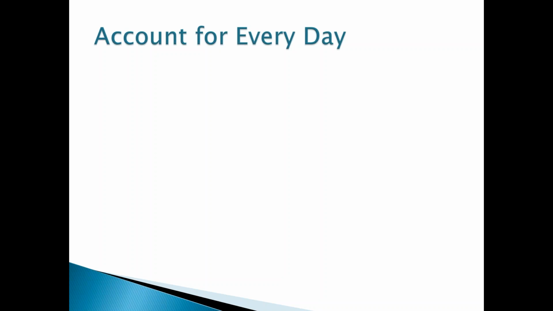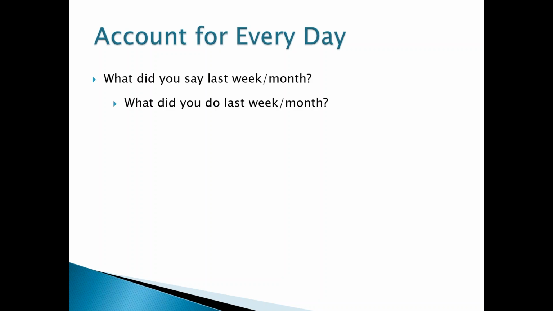But really, that spreadsheet is going to be one of your best tools for keeping track of what's going on with your critical path and progress in general. And then, by doing that, you're able to account for every day. In other words, what did you say you were going to do last week or last month? What did you do last week or last month? And then what happened to make up the difference?